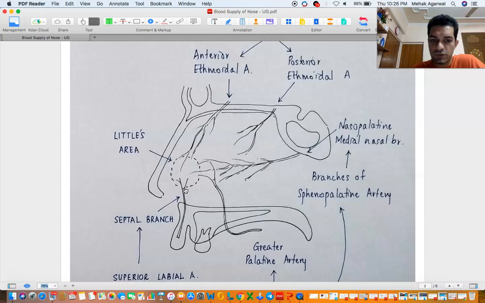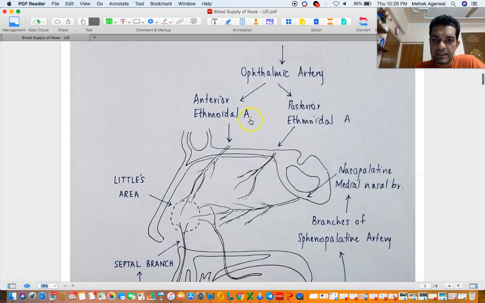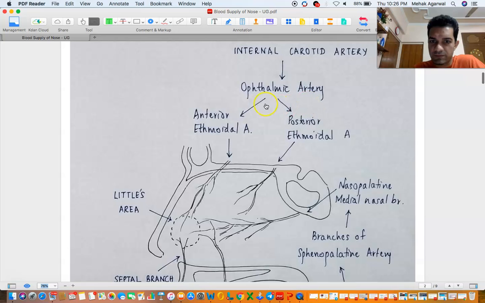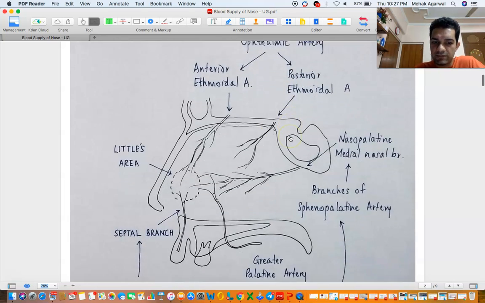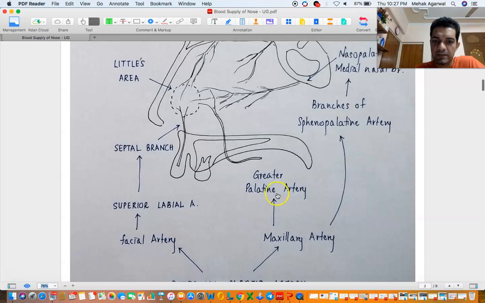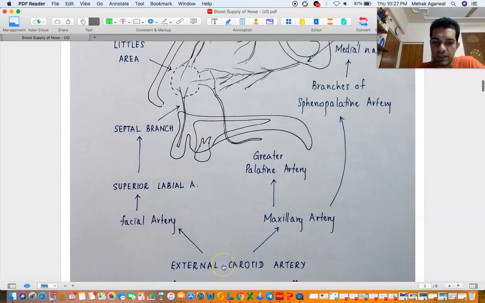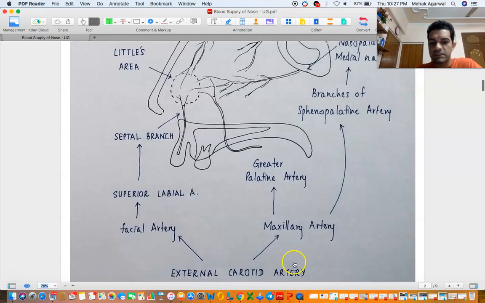The next thing that you should know is where they are coming from, like what the branches are. The anterior and the posterior ethmoidal arteries arise from the ophthalmic artery, which in turn arises from the internal carotid artery. So you must remember the 2 arteries on the top, those that come from the roof, are branches of the ophthalmic artery, which is in turn a branch of the internal carotid artery. The other 3 arteries, namely the superior labial, the greater palatine, and the sphenopalatine, are all branches of the external carotid artery.